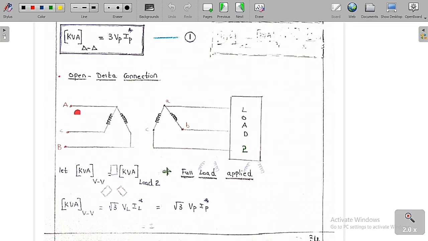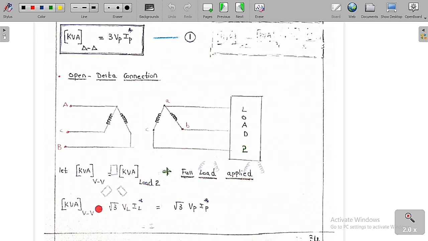So this is capital A, capital B and capital C. This is small a, small b and small c. So we are going to apply a load, load 2. Now, let the kVA of this VV, which is called the open delta connection because it is in the shape of a V, be equal to the kVA of load 2, the full load applied. This is a new load. This new load is equal to the rating of this open delta connection. So kVA of VV is equal to kVA of load 2, the full load we are going to apply.